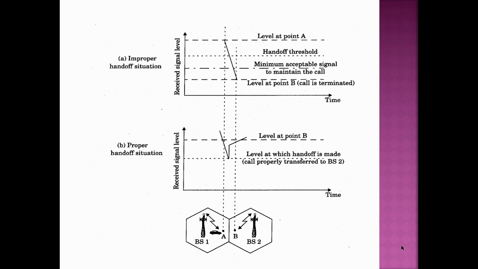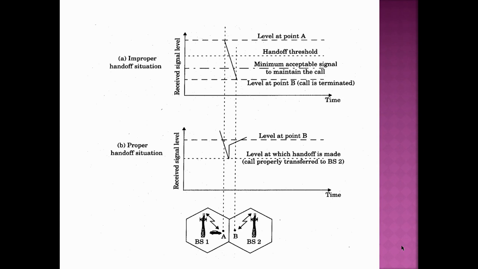The second handoff strategy is queuing of handoff requests. Here there is a finite time interval between the received signal strength going below the threshold level and reaching the call disconnected level. As we saw in the improper situation, there is a finite time delay between the handoff threshold and the call termination. Within that finite period of time, we queue the handoff request. Once a channel becomes free, the queued handoff will take place. This concept is called queuing of handoff.